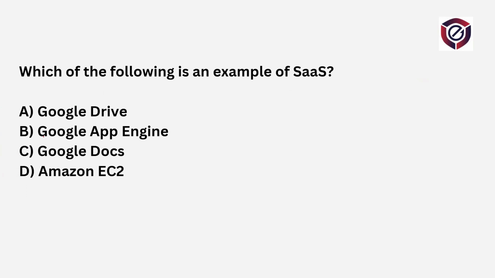Which of the following is an example of software as a service? Software as a service is nothing but applications or software which are ready to use. You need to look for the correct option among these four which is ready to use. The correct option is Google Docs. We need not develop or deploy anything over it. We just need to log into Google Docs and use it as per our requirement. So that is the example of software as a service. The correct option is Google Docs.